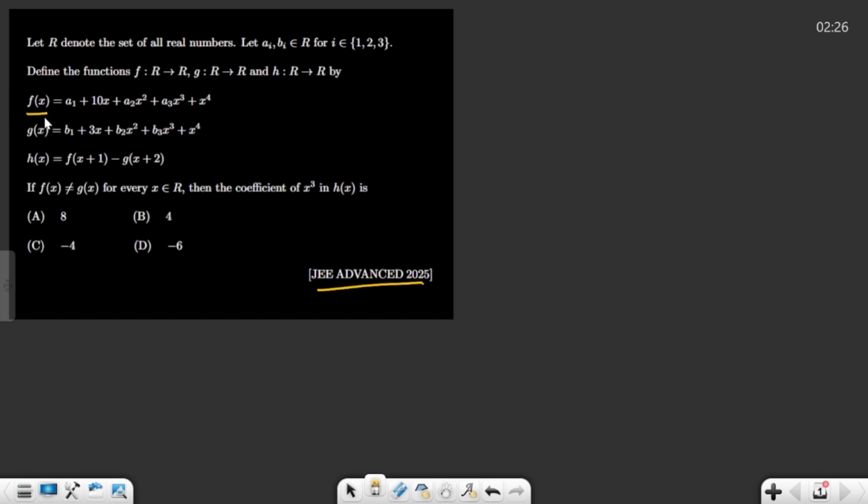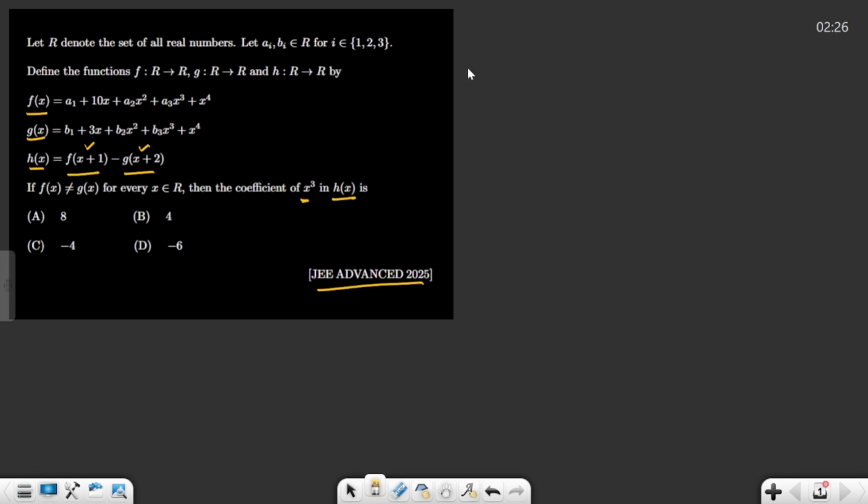So we are given f(x), g(x) and h(x). We need to find the coefficient of x cube in h(x), okay? And h(x) is given as f(x+1) minus g(x+2). So to find the coefficient of x cube in h(x), we need to find the coefficient of x cube in f(x+1) and g(x+2), right?